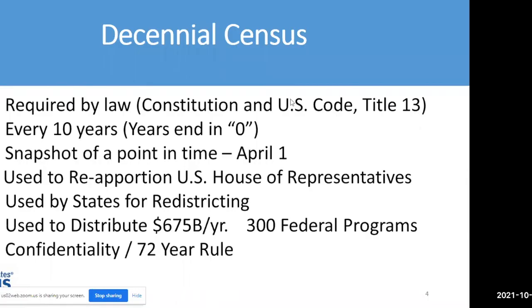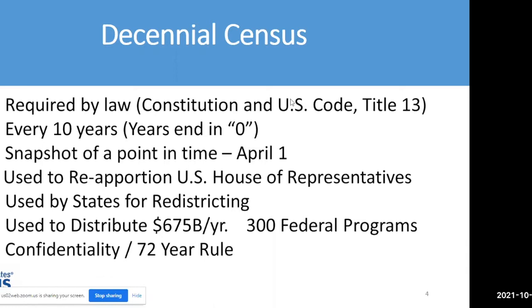Back to talking about the decennial census, you saw that it's required by law. It's in the Constitution, and it's also part of United States Code Title 13. I mentioned it's conducted every 10 years. It's a snapshot of a point in time. And for the past few decades, that point in time was April the 1st. So the 2020 census was all about what the nation looked like on April the 1st of 2020.